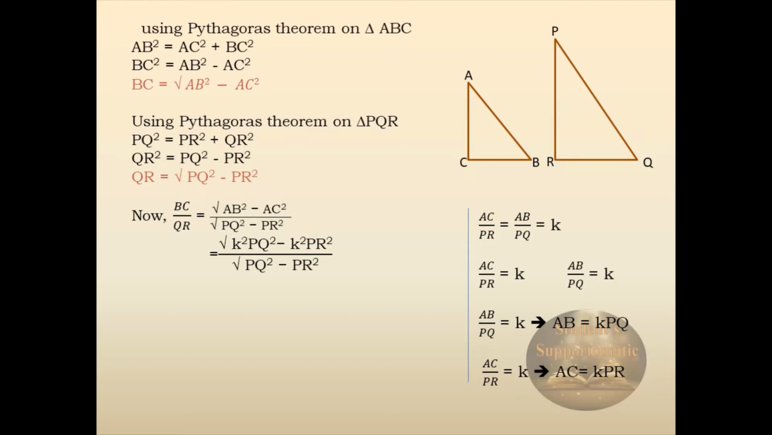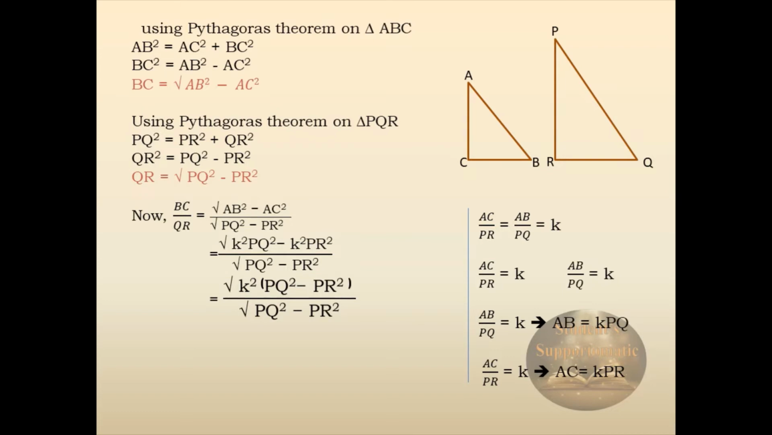So AB square becomes K square PQ square, because AB value is K PQ. And AC value becomes K PR, that is K square PR square. So total is square root of K square PQ square minus K square PR square, divided by square root of PQ square minus PR square. Now K square is common in both terms. So K square is taken common outside, that becomes PQ square minus PR square, and the denominator is square root of PQ square minus PR square.